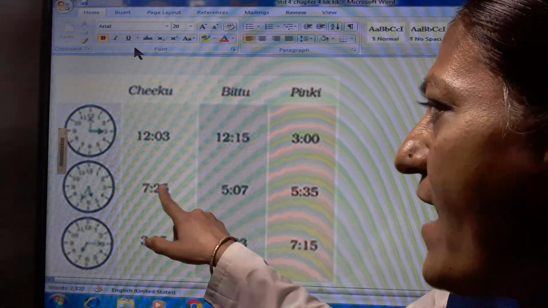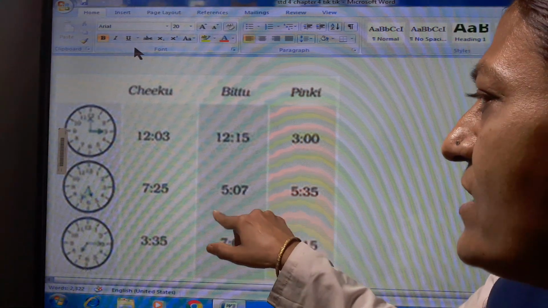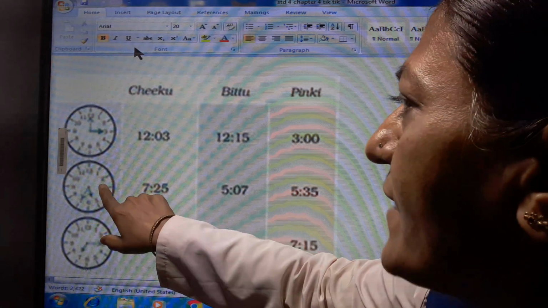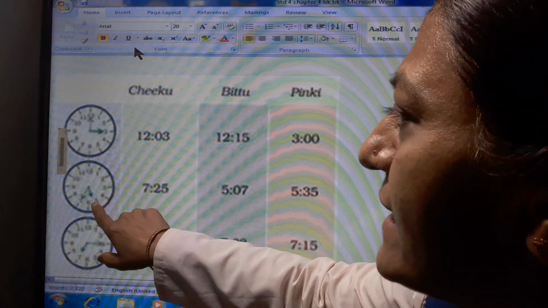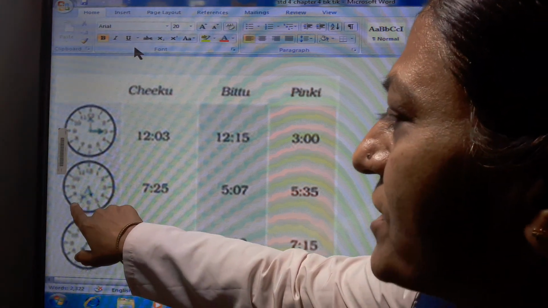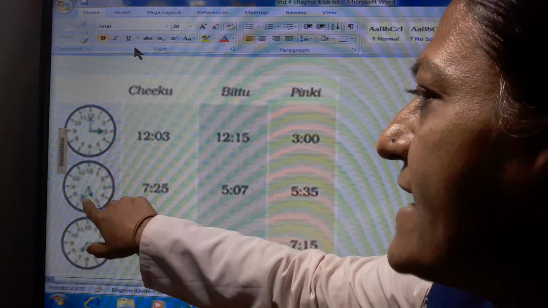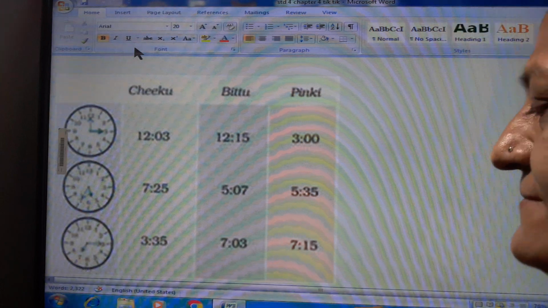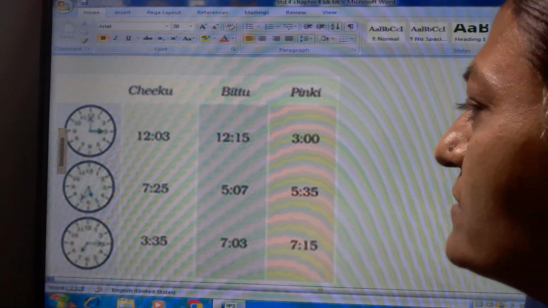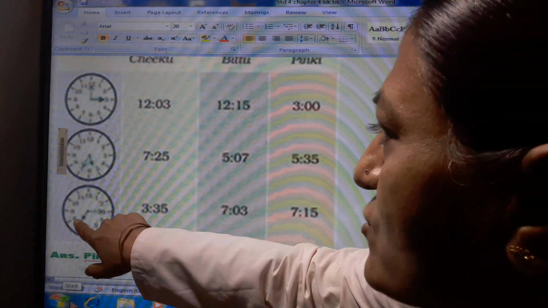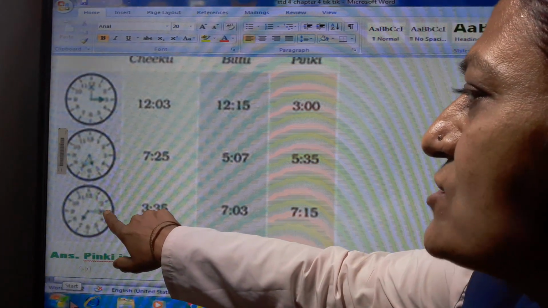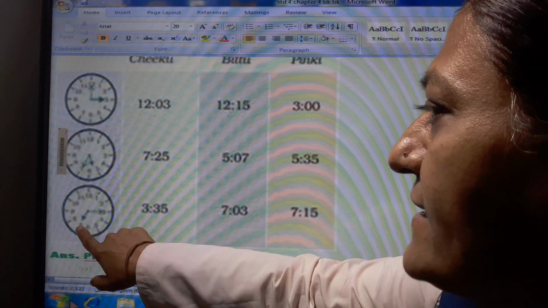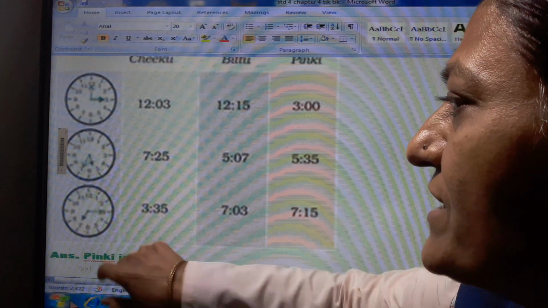Then 7:25? No. 5 and 7? No. 5:35, because 5, 10, 15, 20, 25, 30 and 35. 35 minutes and 5 hours, because our hand is between 5 and 6. Now the third clock, the hour hand is on 7 and the minute hand is on 3. It means 5, 10 and 15. And here it is 7. Means 7:15 is there.